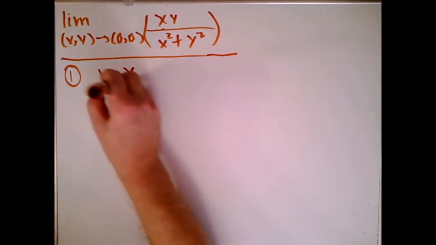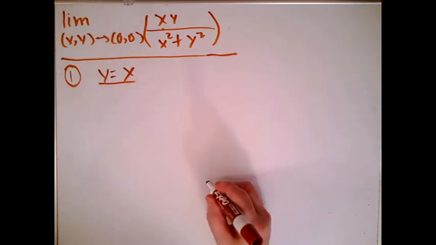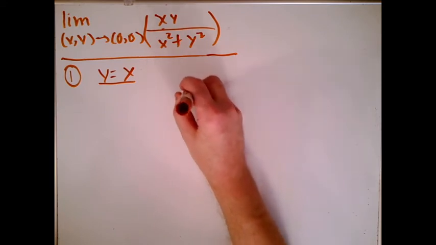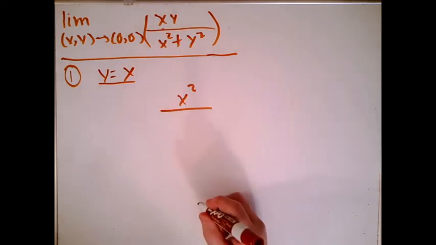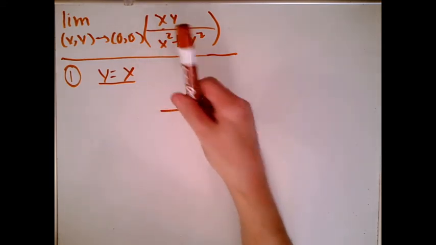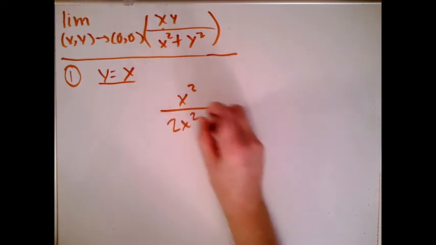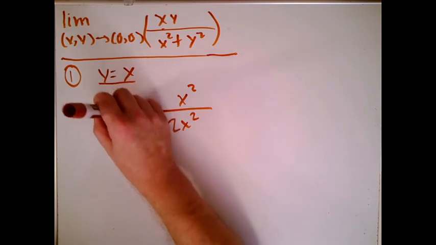Algebraically, this does a lot of simplifying for me, because if y equals x, the xy on top just becomes x squared. If y equals x, the bottom just becomes x squared plus x squared. Well, that's just 2x squared. We're still trying to take a limit.